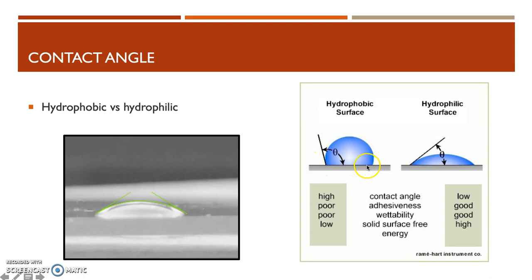And we're looking at the angle between the surface and the tangent of the drop coming up off the surface. If it's a hydrophobic surface, then that water will bead up and we'll get a pretty large angle there. If it's a hydrophilic surface, then that water will spread out on the surface and we'll get a very low contact angle. So here are some characteristics of the surface, whether you have a hydrophobic surface or a hydrophilic surface. Your contact angle will be high with a hydrophobic surface or low with a hydrophilic surface.